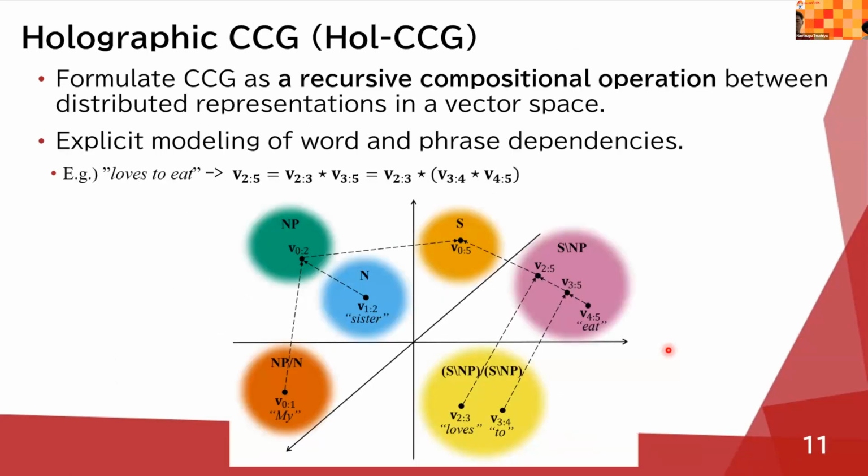Now this is the outline of holographic CCG. Holographic CCG is a method for formulating CCG as a recursive operation between distributed word representations in the vector space. For example, this is an example of my sister loves to eat. In this example, the verb phrase loves to eat is composed from v2,3 and v3,4, v4,5 in a recursive manner.